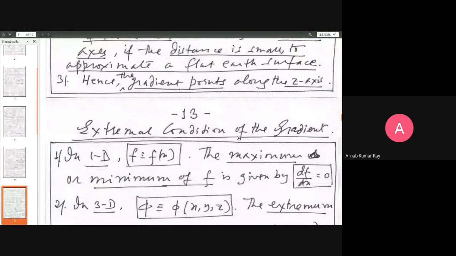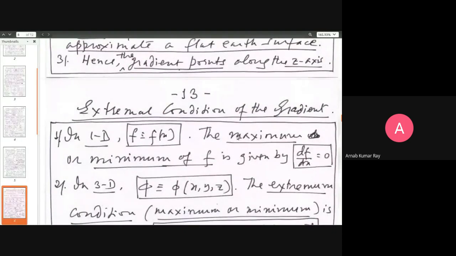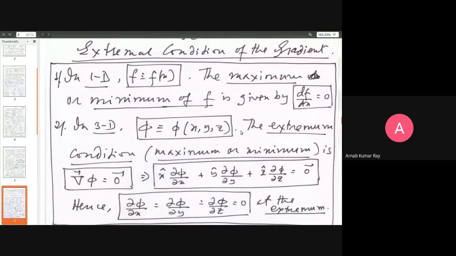I'll just briefly touch upon this issue of the extremal condition of the gradient. Here it is. In 1D, f is equal to f of x. The maximum or minimum of f is given by df/dx is equal to 0. Remember, first derivative equal to 0 is known as the extremum condition. It can capture both a maximum or a minimum.